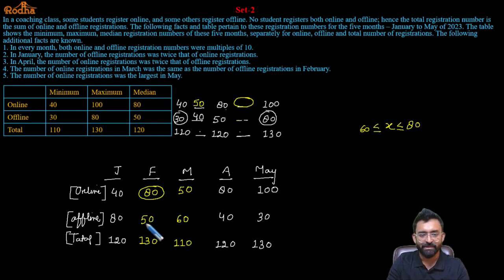What are the numbers we have used here? 30 we have used. 40 we have used. 80 is already given to us maximum value. 50 is the median value which I have taken care. यहाँ पर क्या जाएगा? 60, which is perfectly all right.